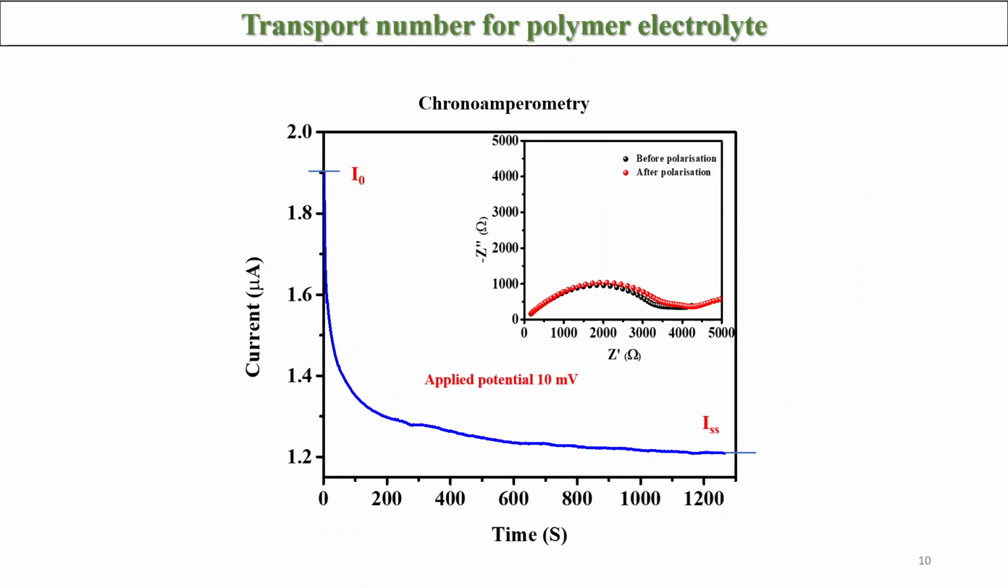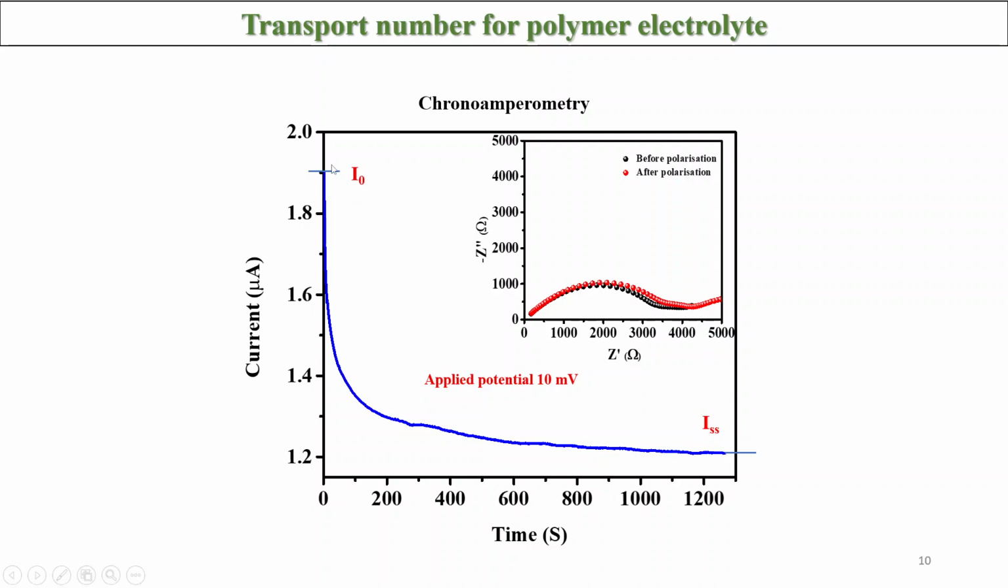So the cation, the lithium plus in the electrolyte, will try to move towards the electrode and neutralize it. As you can see here, initially the current is I0. When we apply 10 millivolt it starts decaying over time, slowly going and coming to a steady state. What happens at steady state? The cation and anion won't get oxidized or reduced. As it neutralizes, it stops moving towards the electrode.